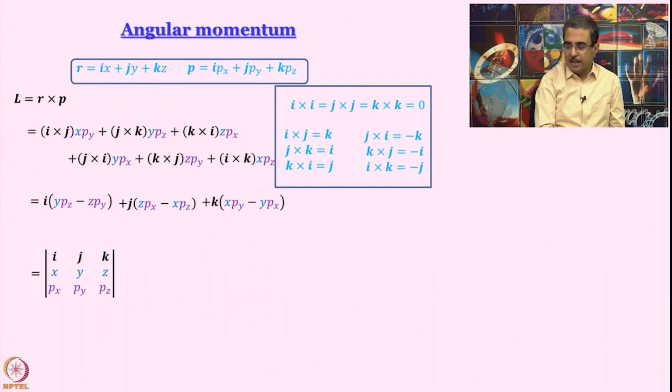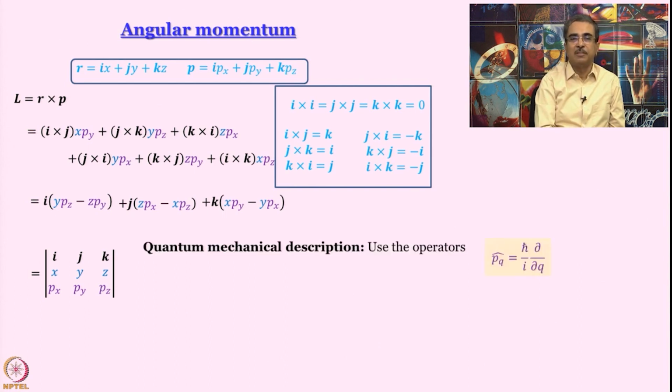Now, let us think how we are going to write the same expressions in the language of quantum mechanics. Remember, in quantum mechanics we have an operator for every physical observable. Operators for x, y and z are just position multiplying the wave function. Operator for px would be h cross by i del del x. Operator for py would be h cross by i del del y.